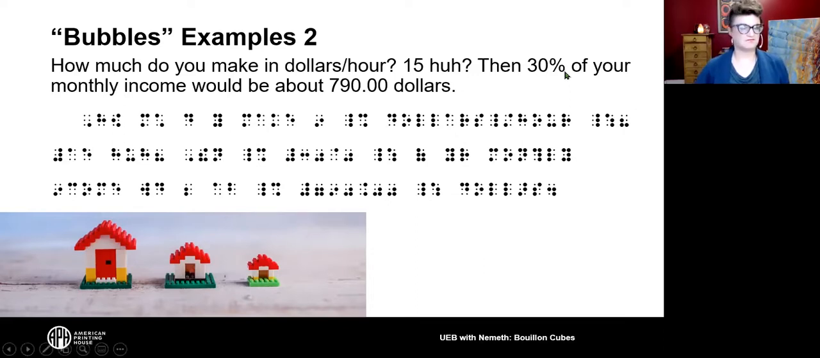The percent sign just always belongs in Nemeth code so that we consistently use the same symbol, both in math expressions and in talking about percents. So in a UEB with Nemeth transcription, we're always going to use the dots 4, 3, 5, 6 for percent. And our last bubble here is for the decimal, because our decimals always go in Nemeth code in a UEB with Nemeth transcription, 790.00. And the Nemeth code decimal is dots 4, 6. If it were the UEB period for the decimal, it would look like a 4.